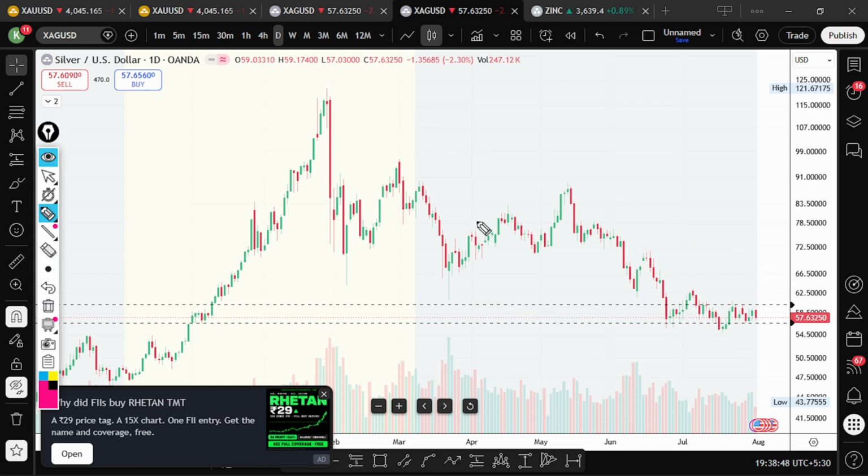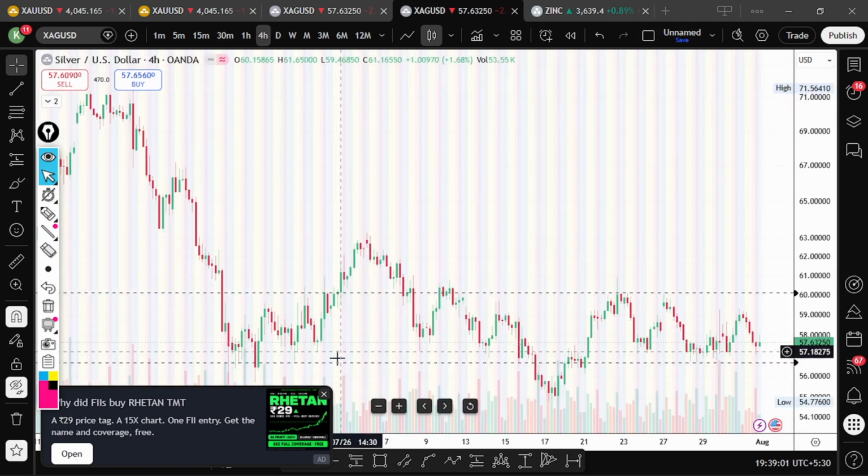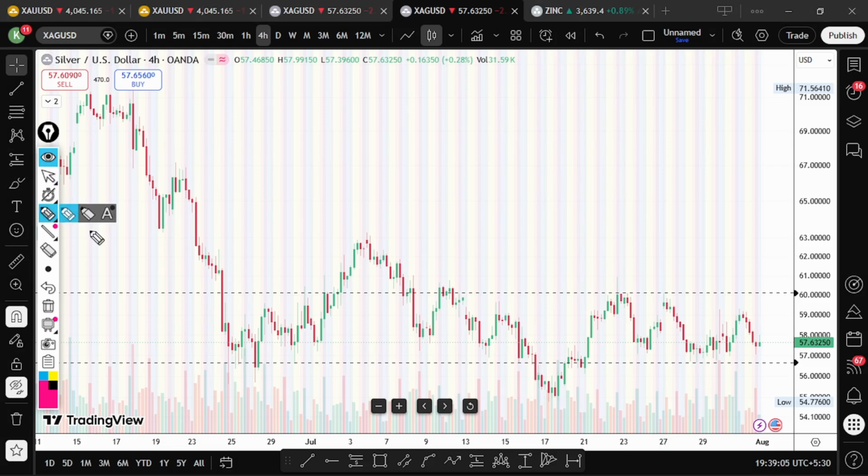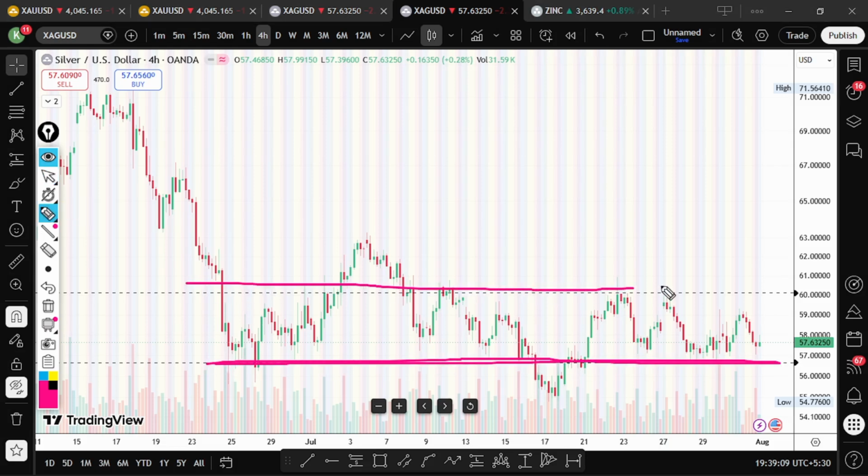On the daily chart we can see the market is in a downtrend and now has been waiting between the 62 and 54.5 levels. Let's go to the 4-hour chart. On the 4-hour chart we can clearly see the market is in a sideways range. Here there is a buying zone, here there is a selling zone. If the market goes above this, we can look for a buy trade. If the market goes down from here, we can look for a sell trade. But here is a clear sideways range.